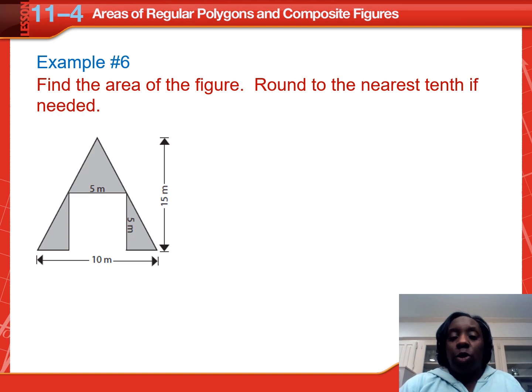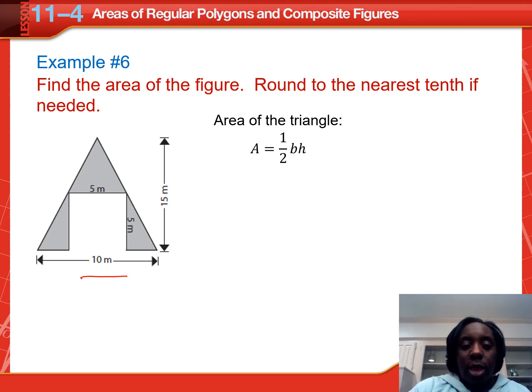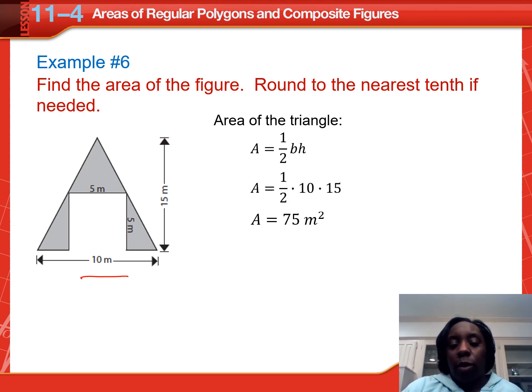So I see two shapes. I see a triangle and a square. Hence, we can use the same formula as a rectangle for a square based on height. So let's go ahead and work with the area of the triangle. Well, this time I don't have to try to figure out my triangle because I know its base is 10 and I know its height is 15. So I just have to do 1/2 times 10 times 15 and I get the 75 meters squared.